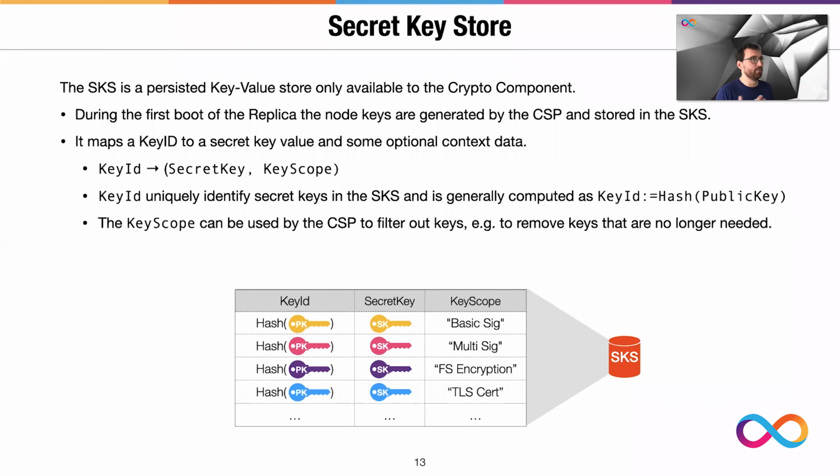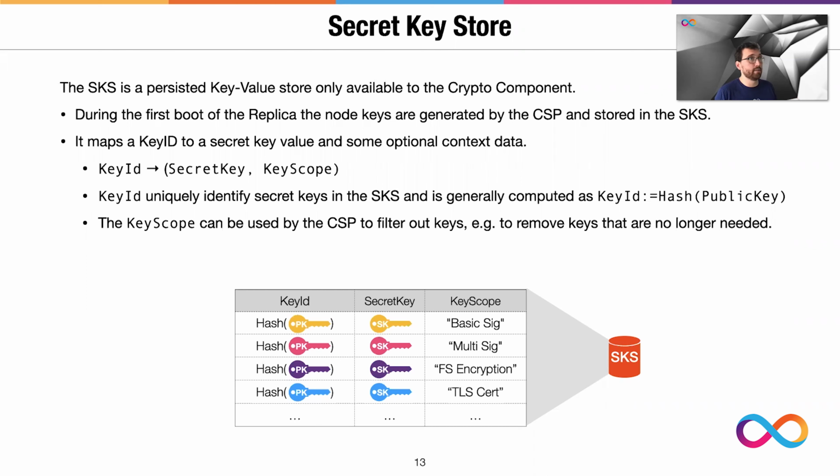And the corresponding public key of this secret key also needs to be made available to the rest of the network. These keys are generated during the first boot of the replica and stored inside the secret key store. The secret key store is just a very simple key value store. It maps some unique identifier, a key ID, to a secret key value and some optional context data that we call key scope. This key identifier is what is used by the CSP to retrieve the corresponding secret key. And often we use the hash of the public key to be the identifier of the secret key in this key value store.